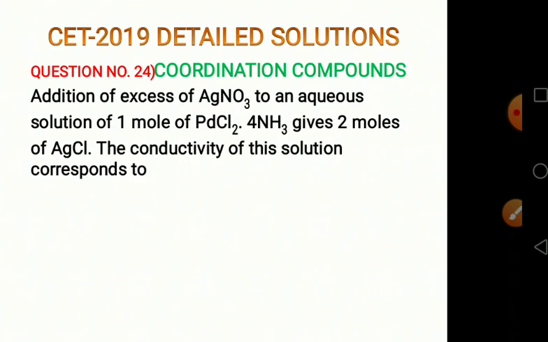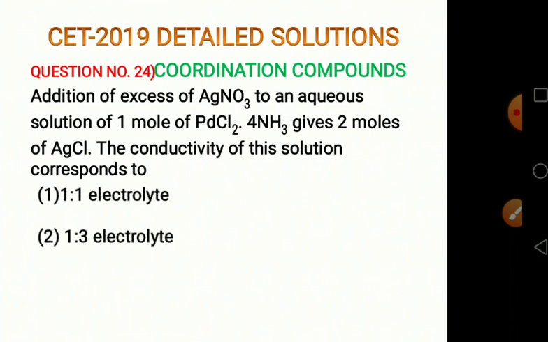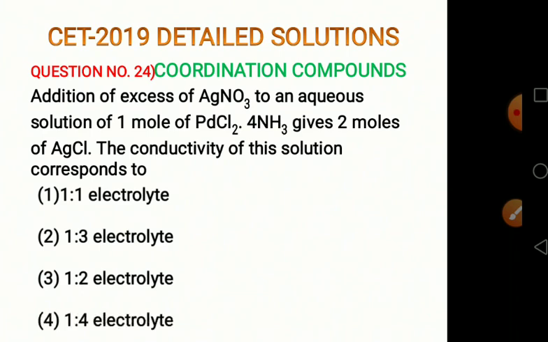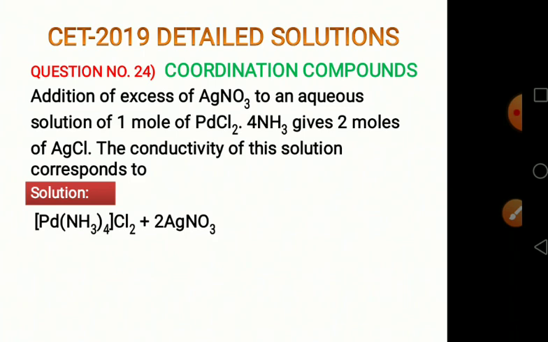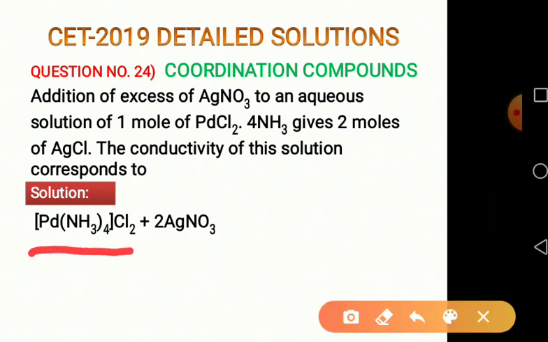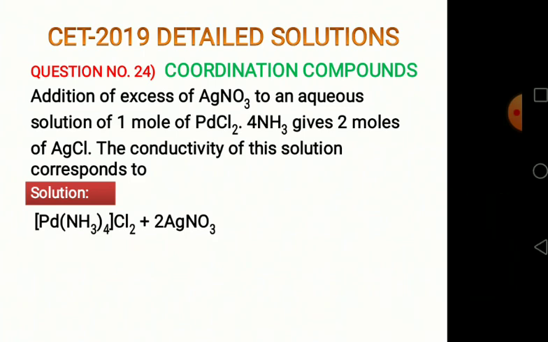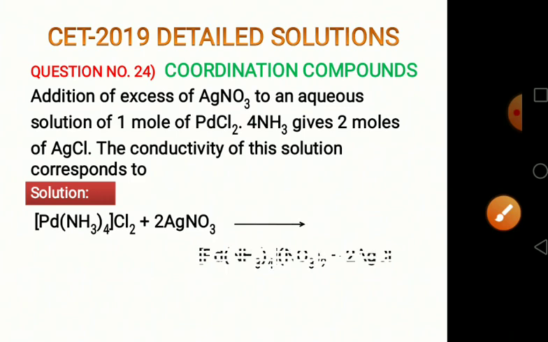Conductivity of this solution corresponds to 1:1 electrolyte, 1:3 electrolyte, 1:2 electrolyte, and 1:4 electrolyte. How to identify? See, PdCl2·4NH3 means Cl2 is outside. You are going to get the compound like this, and with 2AgNO3 the product formed is [Pd(NH3)4](NO3)2 plus 2AgCl.